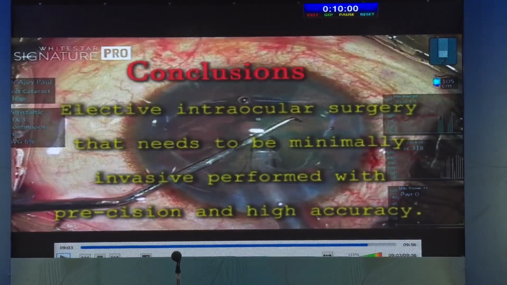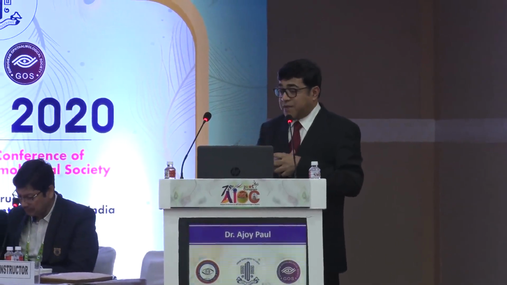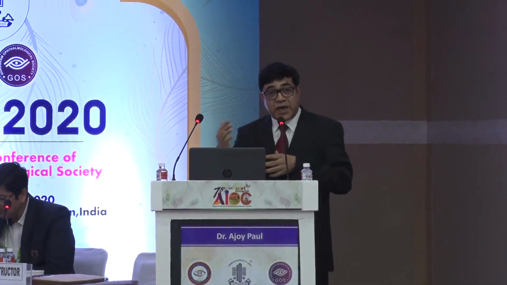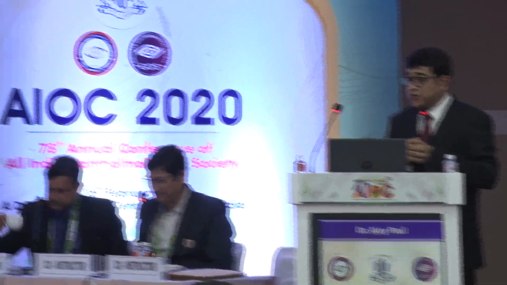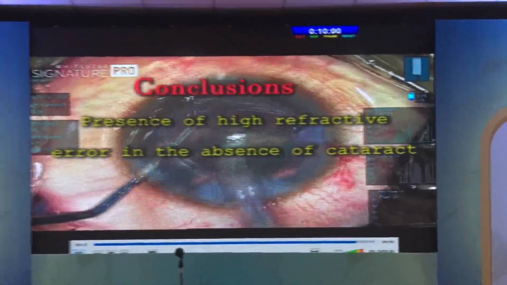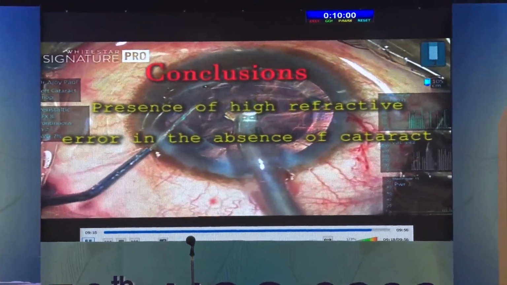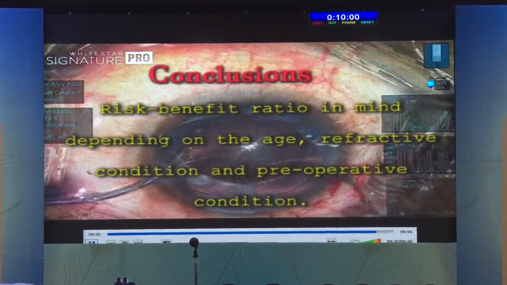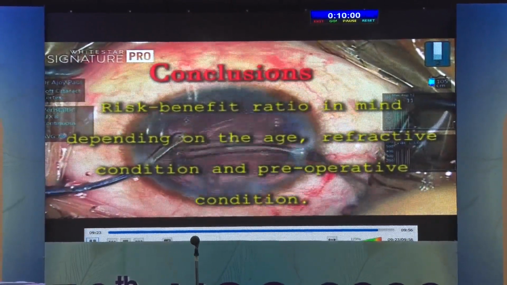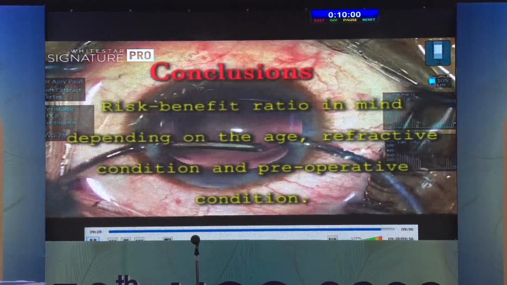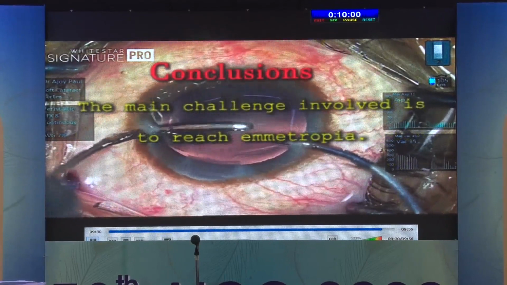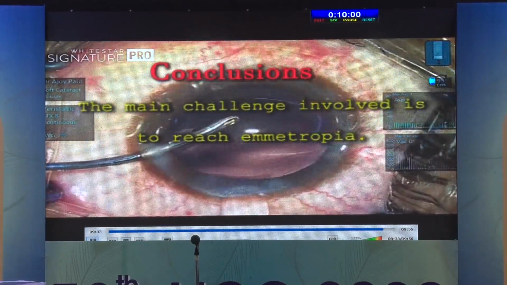rate. I mean, it's very difficult to say what my PCR rate is, but especially in cataract with high myopia or cataract with high hypermetropia, once you have done that, definitely these are the patients that you would counsel to get under refractive lens exchange, with the presence of refractive error in the absence of cataract. Now that's tough, but with the risk-benefit ratio in mind, depending on the age, refractive condition or preoperative condition, and proper counseling, definitely the main challenge involved would be to reach emmetropia.